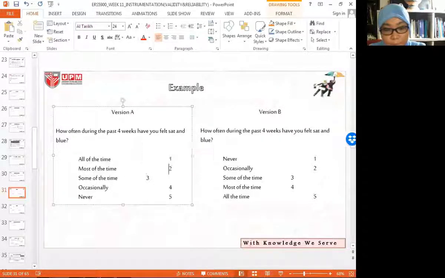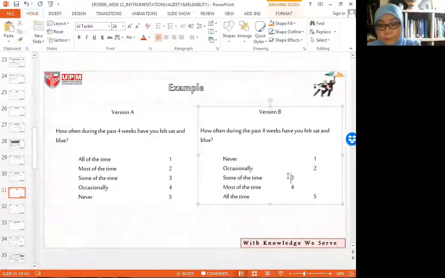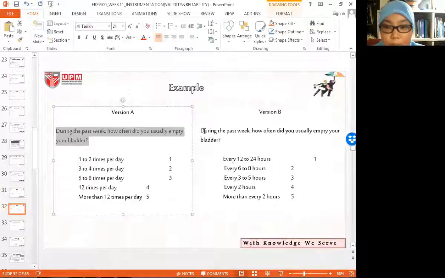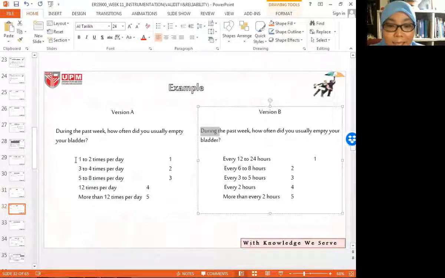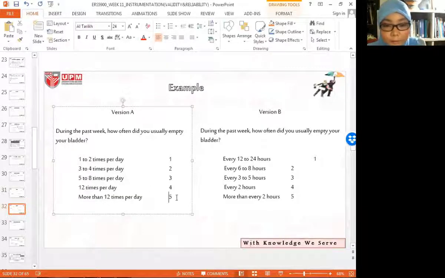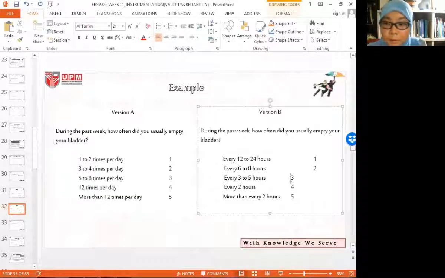Why is it like this? Okay, and then third is some of the time, 4 occasionally, and 5th never. So you change the arrangement. Here you reverse it. Okay, the second version, the instrument, the item, its instruction is the same, but you exactly change the answers. You change this. Left and right are not the same. This is the example.